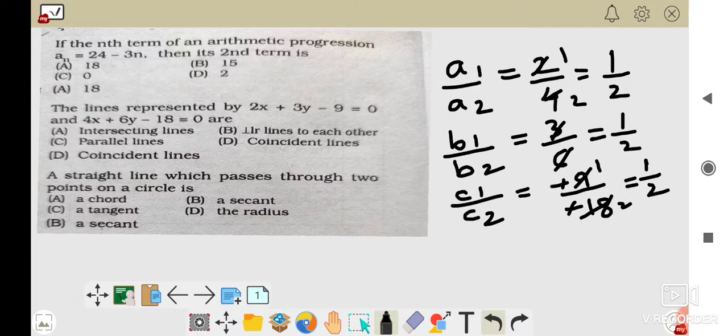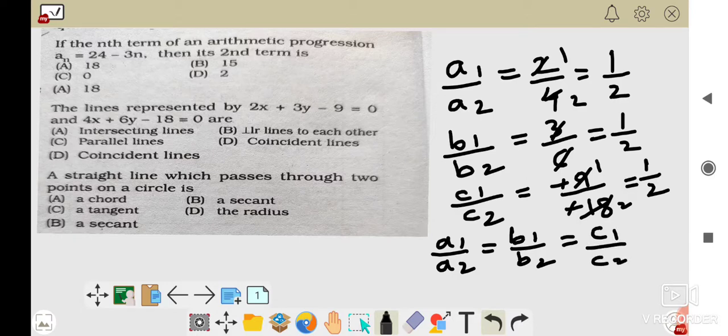That means here a1 by a2 is equal to b1 by b2 is equal to c1 by c2. So therefore when all are equal, then it is coincident lines.